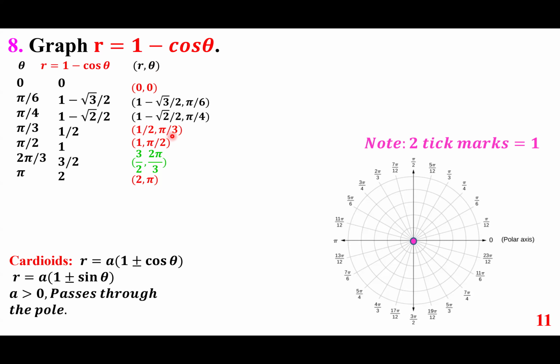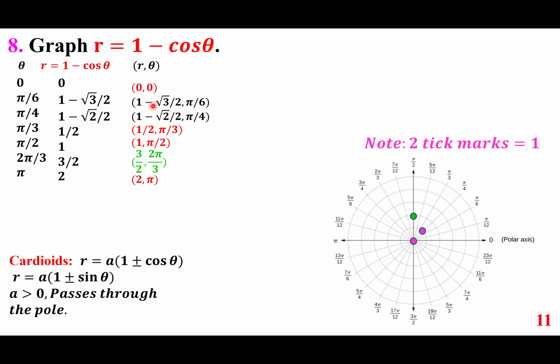Now, 1 half pi over 3, because 2 tick marks represent 1, 1 tick mark represents 1 half. So find pi over 3 and just 1 tick mark. That means 1 circle, the first circle, roughly. Pi over 2, again, 2 tick marks means 1, that means you're looking for the second one. So pi over 2 is this one, and 1 would be 2 circles.